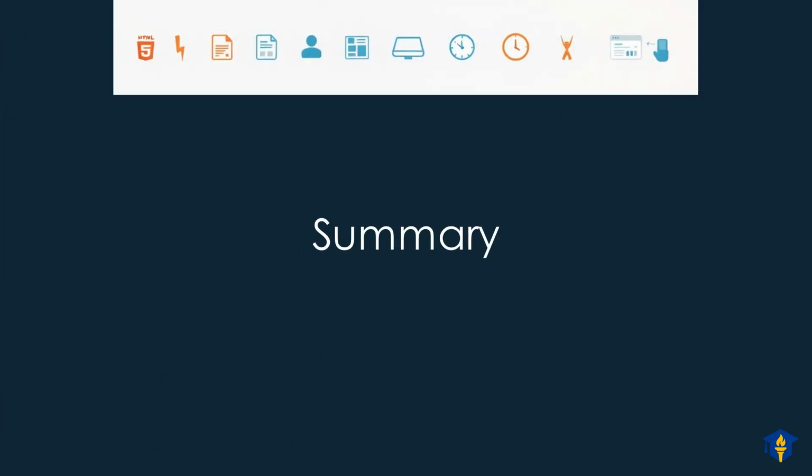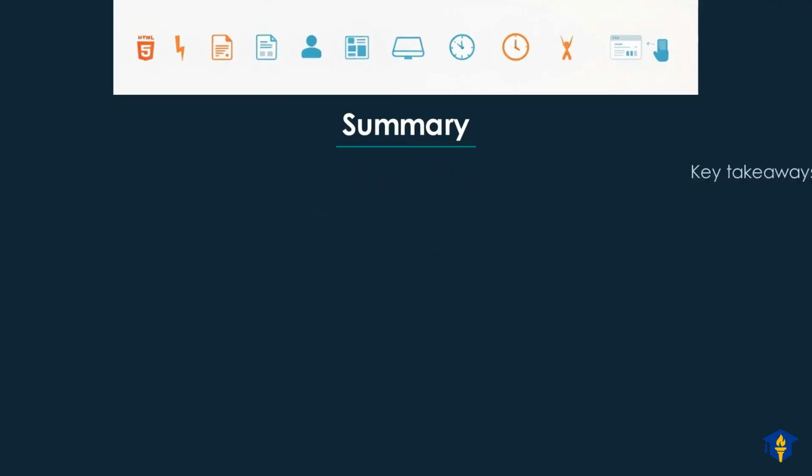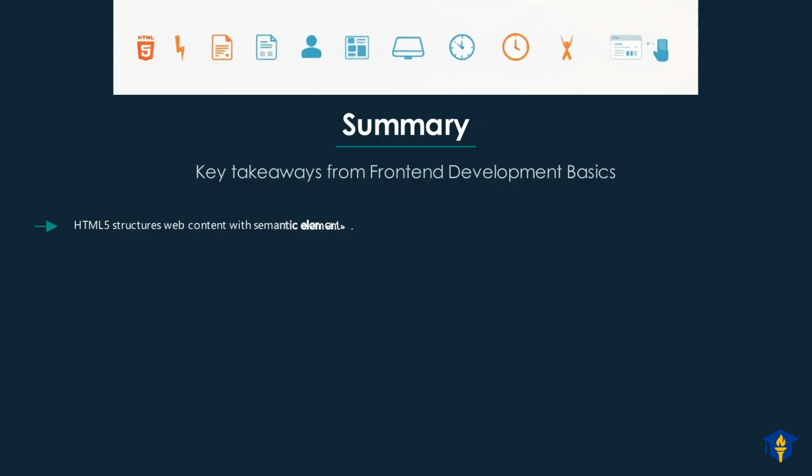To summarize our discussion, let's review the key takeaways from front-end development basics. These are the essential concepts and tools we've covered that form the foundation of web interfaces. HTML5 structures web content efficiently using semantic elements and built-in multimedia support. CSS3 styles web pages beautifully with powerful selectors, flexbox, grid, and engaging animations.